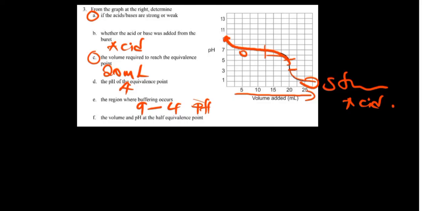And then question F says the volume and the pH of the half equivalence point. If we know that the equivalence point from our diagram is this region where we are seeing the steepness, where it is 20 milliliters, half of that gives us what we are calling the half equivalence point. So that's the line that I've drawn. So the volume at the half equivalence point is obviously going to be 10 milliliters, as half of the actual equivalence point. And then what else do they want us to find? They want us to determine the pH. So the pH, of course, if you draw a line there against the curve, it is somewhere around 7, right? So a pH of 7 at the half equivalence point.